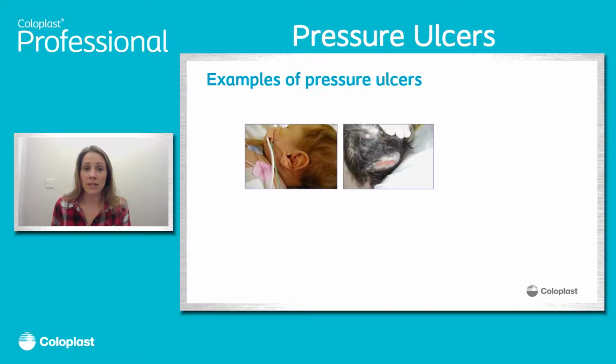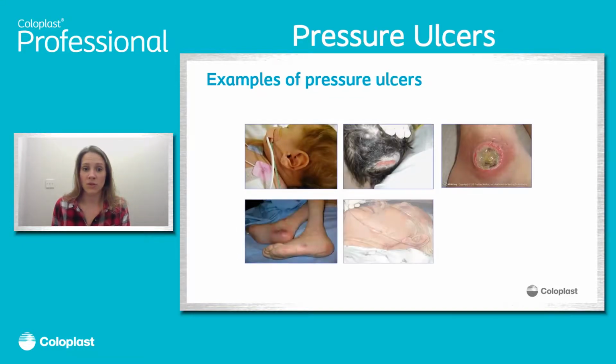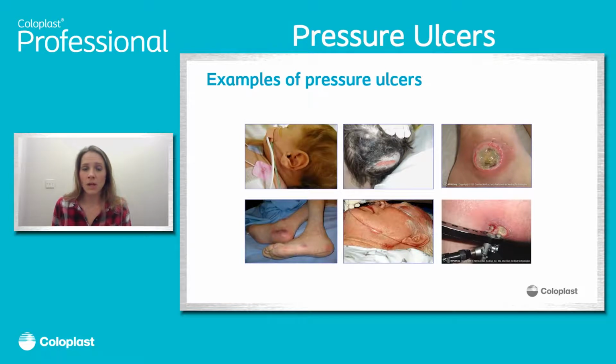So some of the further examples that I have mentioned on the previous slide, medical devices, and you can see here that the top left image of the baby has actually got pressure damage on her ear, so on the pinna there, on the outer part of the ear. Then we have the occiput, which is the back of the head, in the centre image at the top. And then I'm going to just move on to the right-hand image on the top row, which is the malleolus, so the ankle bone, the outer malleolus in this case.